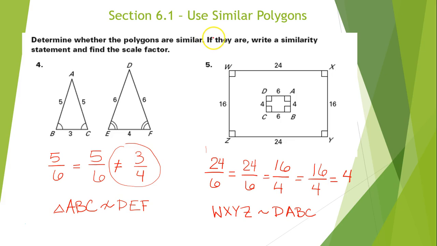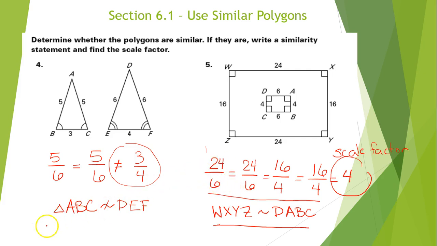It says determine whether the polygons are similar. If they are, write a similarity statement. This is your similarity statement right here. This up here is your statement of proportionality. And what we calculated from this statement of proportionality, whatever your fraction reduces to, in this case it was 4, that right there is our scale factor. We'll be asked to calculate the scale factor again. So remember that. When two figures are similar, the scale factor comes from the corresponding sides ratio.